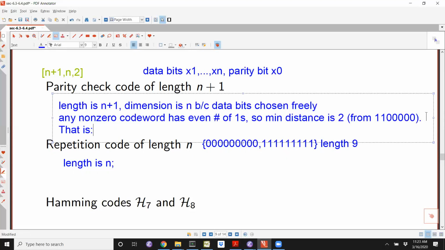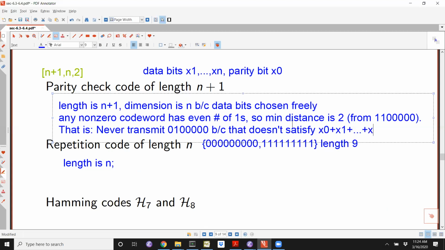That is, we can't transmit, say, 0 1, 1, 2, 3, 4, 5, because that word doesn't satisfy x0 plus x1 summed up through xn equals 0. So there isn't a sentence, but I'll try to say a bit more about that.